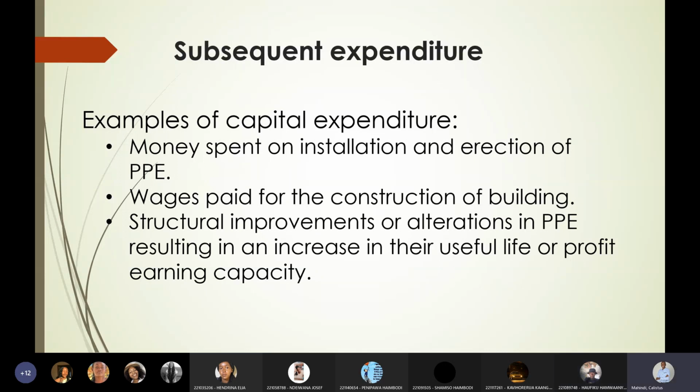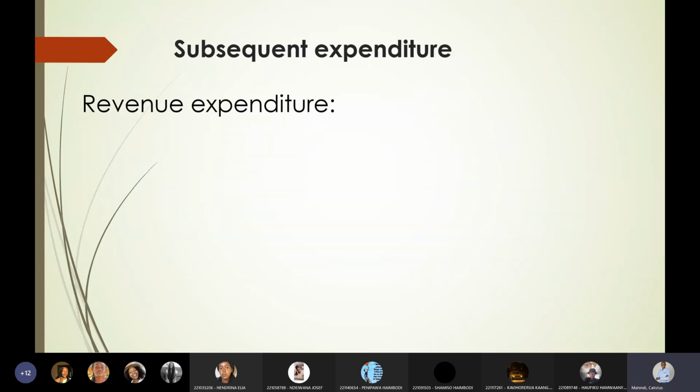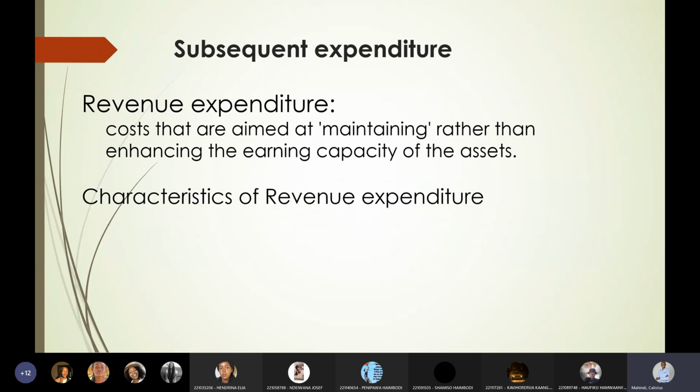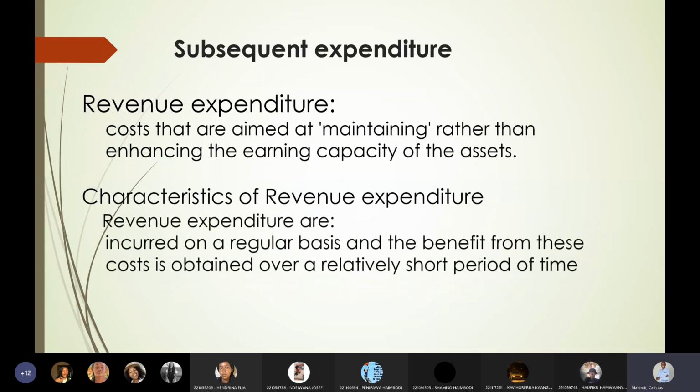Now, another type of expenditure that we have is revenue expenditure. These are costs that are aimed at maintaining rather than enhancing the earning capacity of the assets. So what are the characteristics of revenue expenditure? It's incurred on a regular basis, and the benefit from this cost is obtained over a relatively short period of time. Okay, so for example, let us look at NUST.